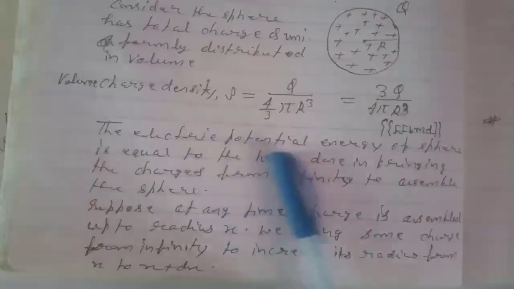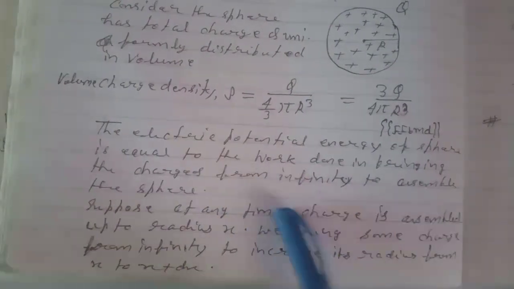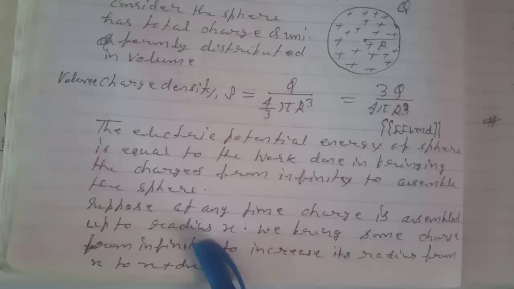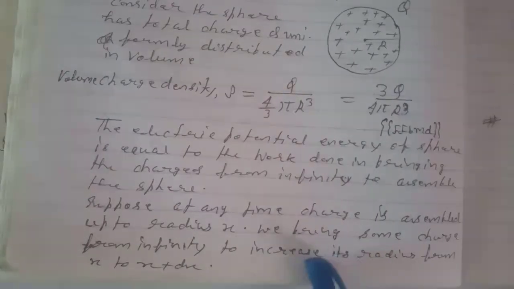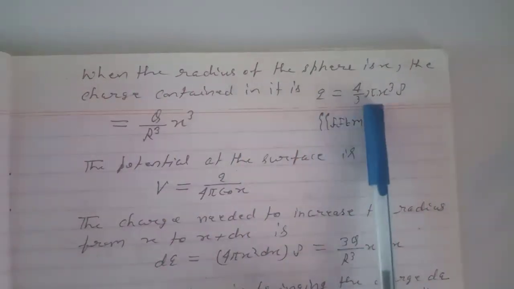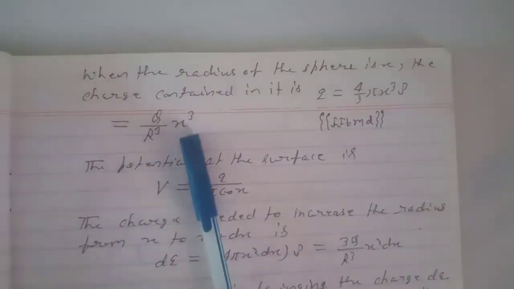Now the electric potential energy of a sphere is equal to the work done in bringing the charge from infinity to assemble the sphere. Suppose at any time charge is assembled up to radius x. We bring some charge from infinity to increase its radius from x to x plus dx. When the radius of the sphere is x, the charge contained in it is q equal to 4 by 3 pi x cube into rho, or equals Q by R cube into x cube.